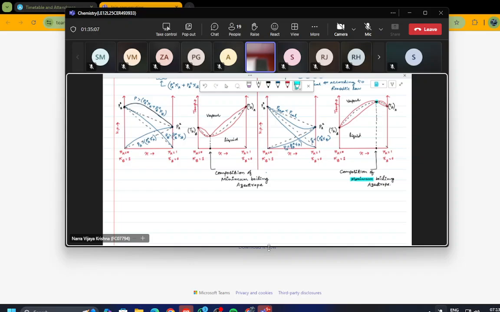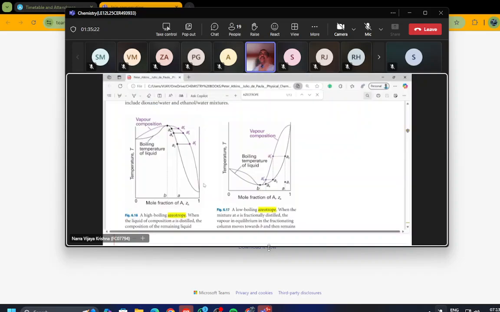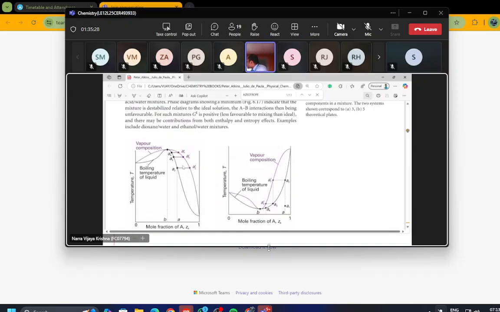Now see the first graph. This boiling point is less than both. That's why it is called minimum boiling azeotrope. Right? Understood? Response, sir. Clear? I am going to show the experimental data also. Don't think much about this here.